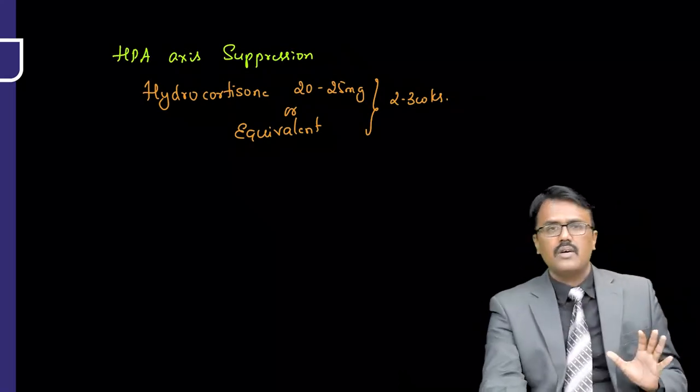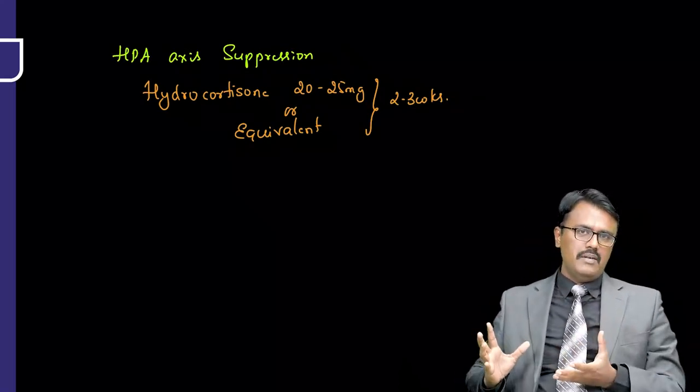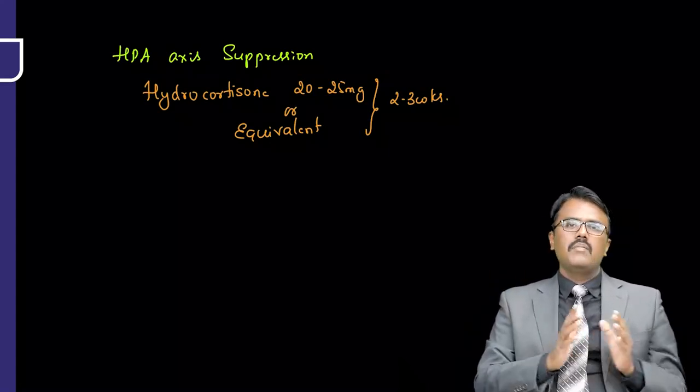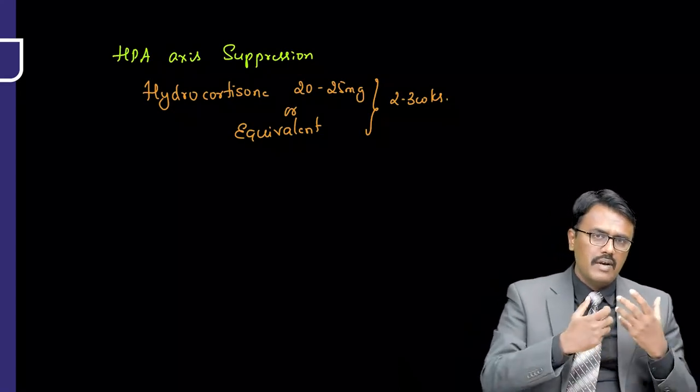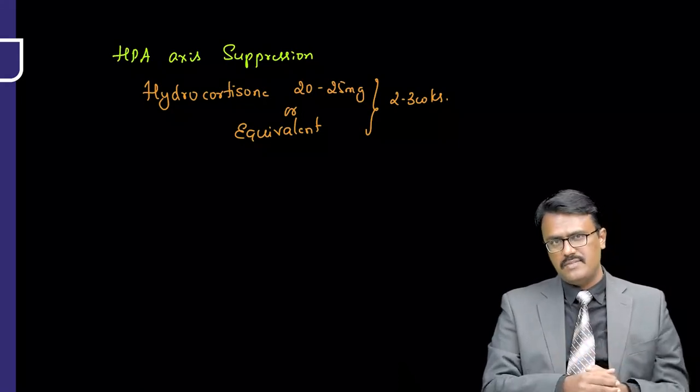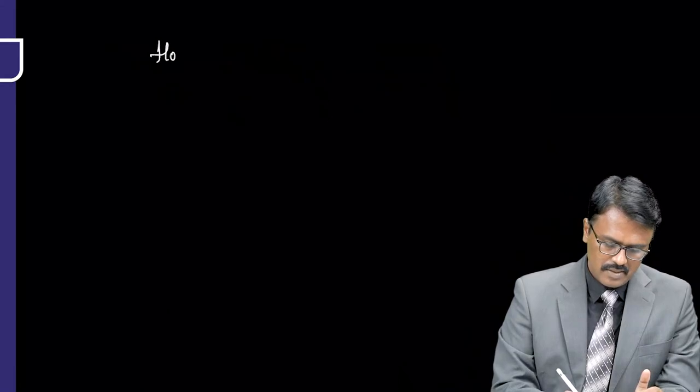Now why the chance? Because when you are using for a very long period, the HPA axis will sleep, and when suddenly the steroids are stopped, it will not work and will not give a command for the adrenal gland to secrete steroids. So how to avoid this? That's the best question they will ask you in the exam: how to avoid HPA axis suppression.